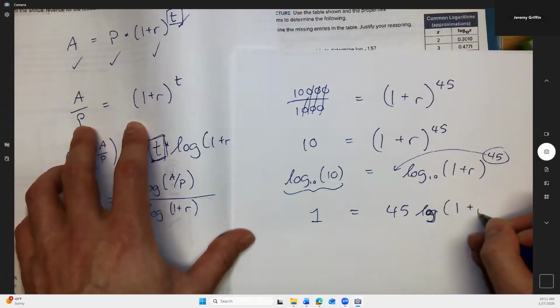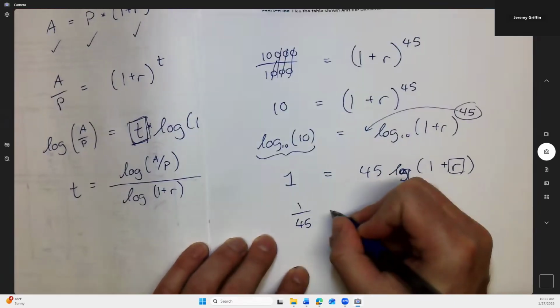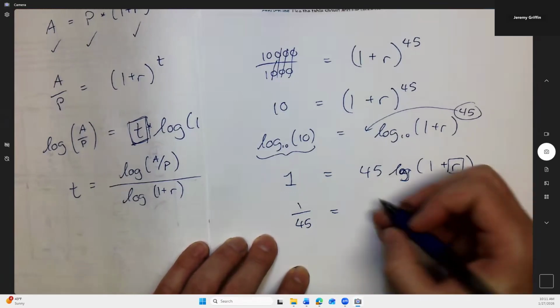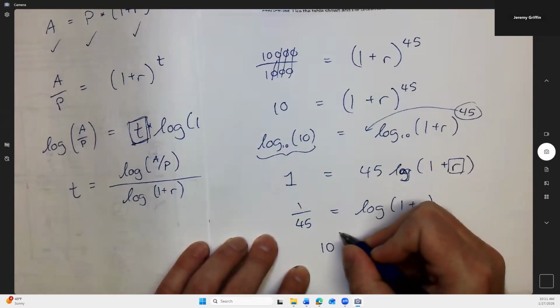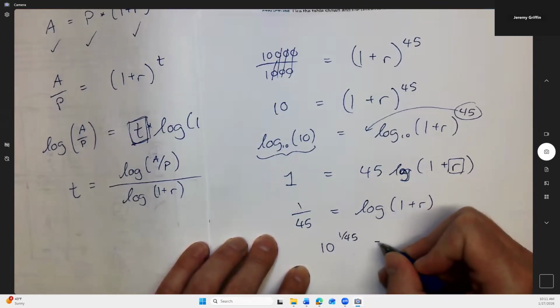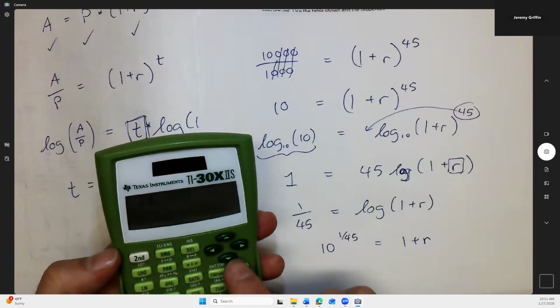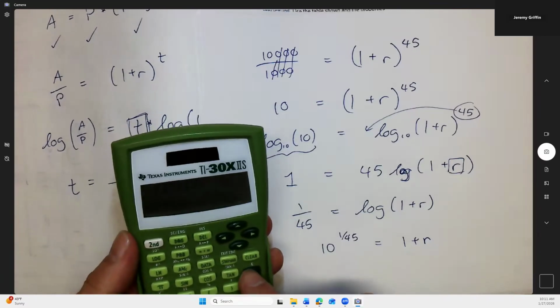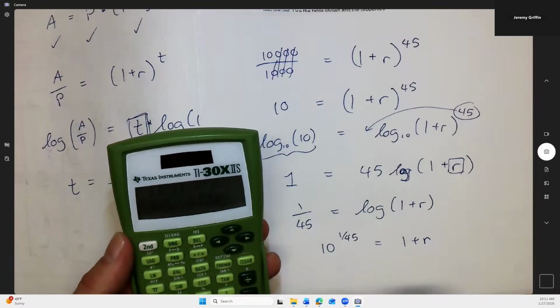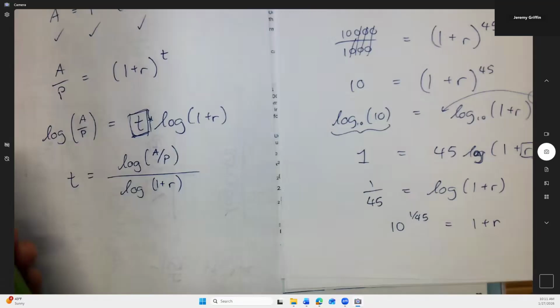log of 1 plus r. 1 over 45 equals log of 1 plus r. 10 to the 1 over 45 equals 1 plus r. That's the same thing? Oh, I know what it is. I put this on my calculator wrong. Sorry guys, that was my fault. All good. So actually this is fine.